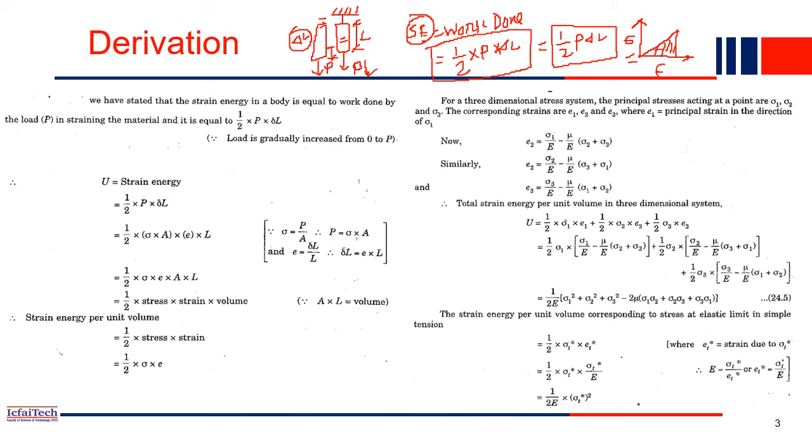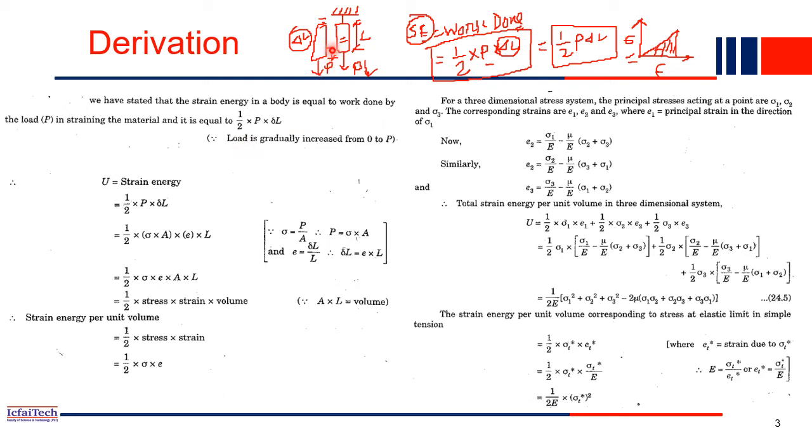So that area we denote as half into P into delta L. That is the work done, strain energy. That is written here also. If you see, we have stated that the strain energy in a body is equal to the work done by the load P, which is equal to half into P into delta L. So this is the total work done by the load P on a structure, and that work done we call the strain energy of a body.